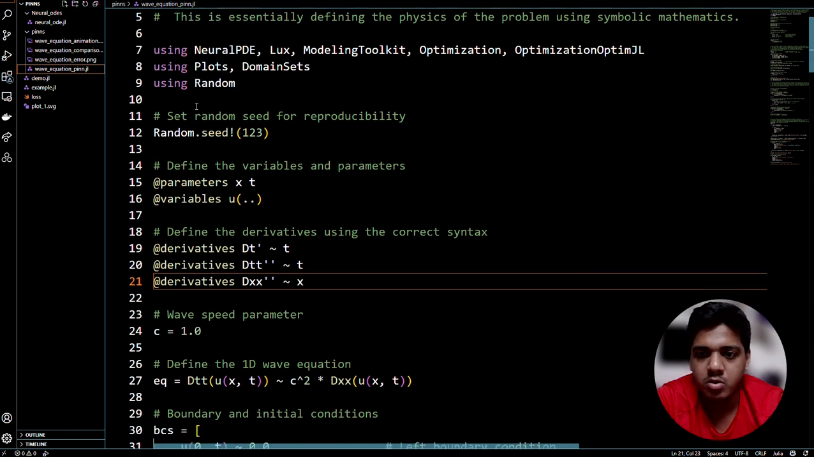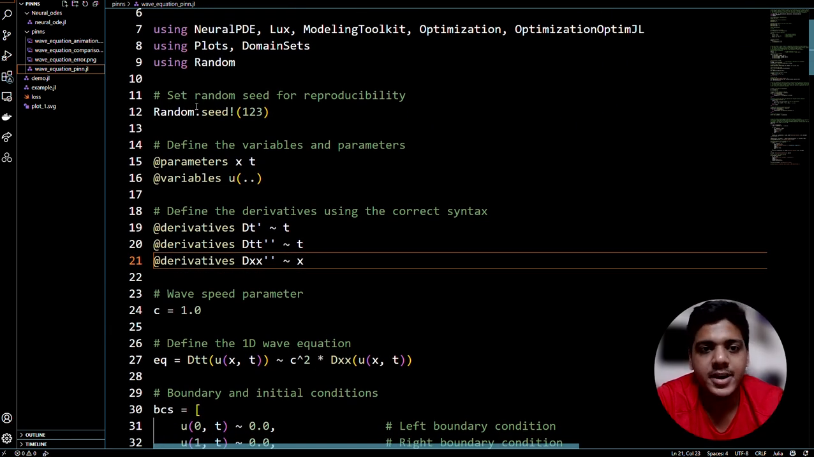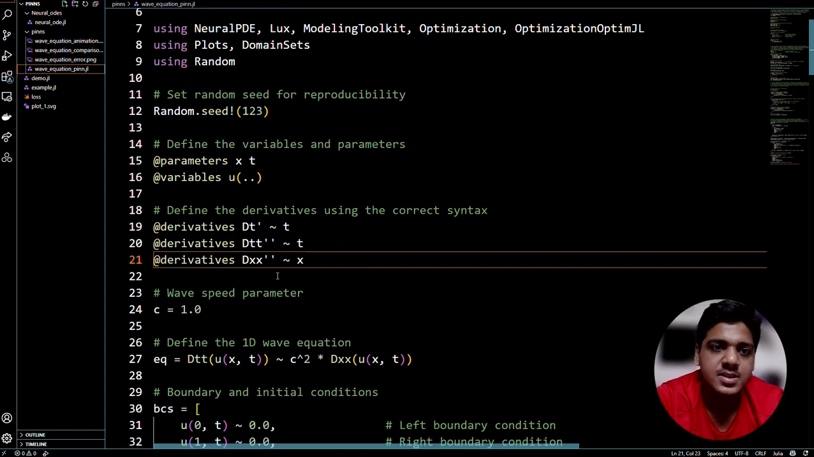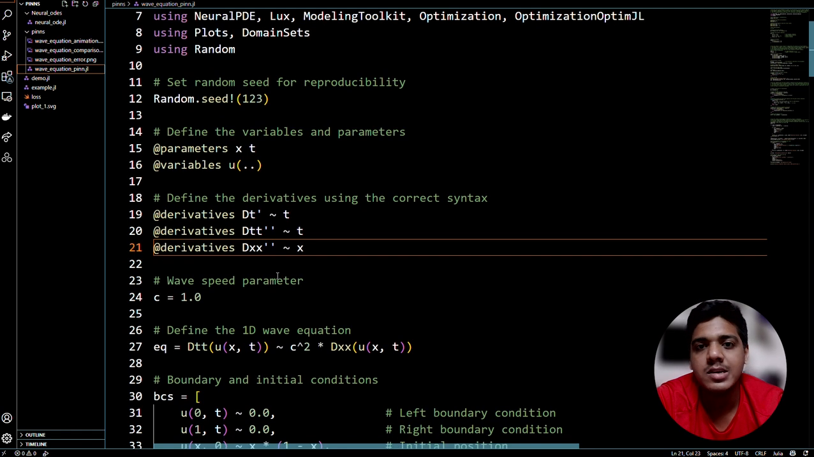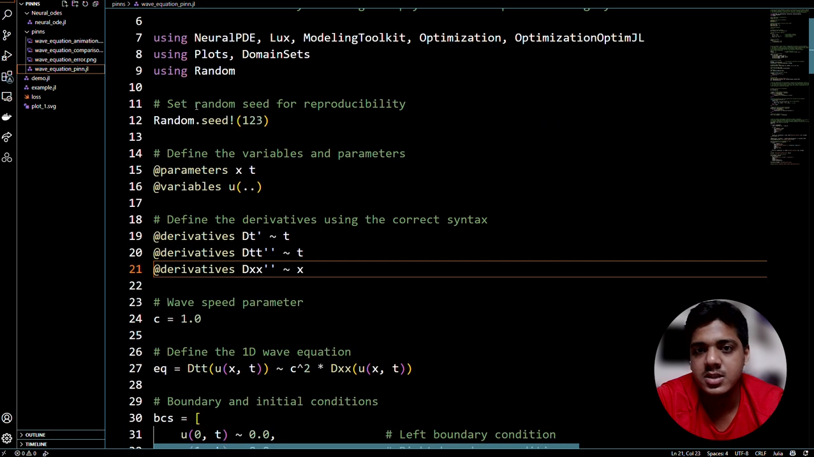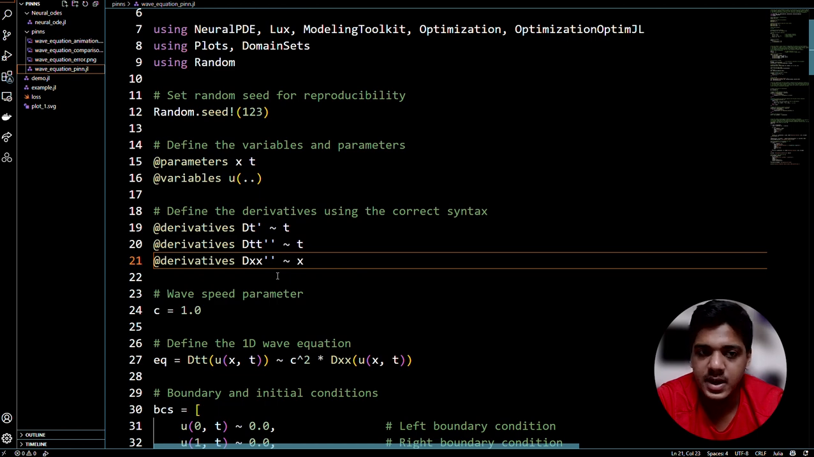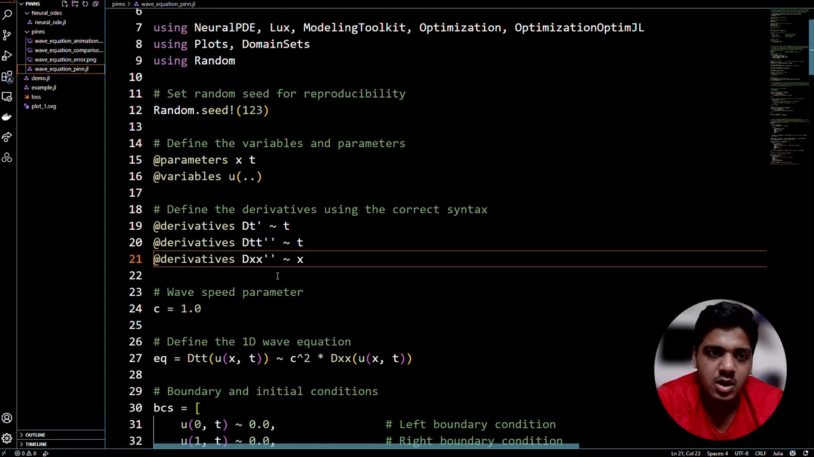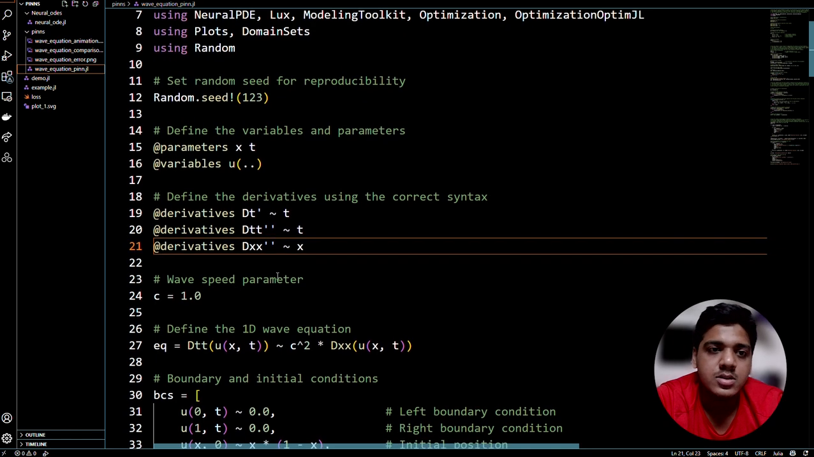We will import the necessary packages like NeuralPDE, Lux, ModelingToolkit, Optimization, Optim, and GL. These are the parts of the set for the mathematical problem. The code defines a one-dimensional wave equation, that is, the double differentiation of u with respect to time equals c squared times the double differentiation of u with respect to x. Okay, so now we import the necessary modules of the Julia language.